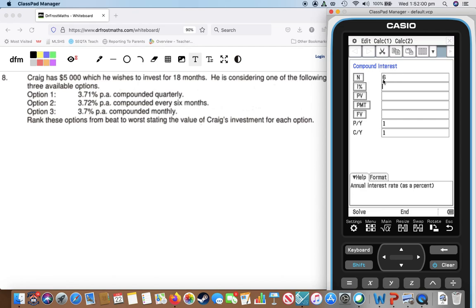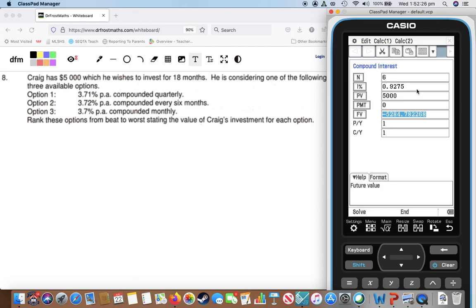The interest rate, we're going to have to do the same sort of thing as well. It's 3.71% per annum, but it's compounded quarterly, so we're going to need to divide that by 4. And again, it should just do it for me. There we go. The present value is going to be 5,000 for all of them. Payment is going to be 0 for all of them as well. We can click the future value.